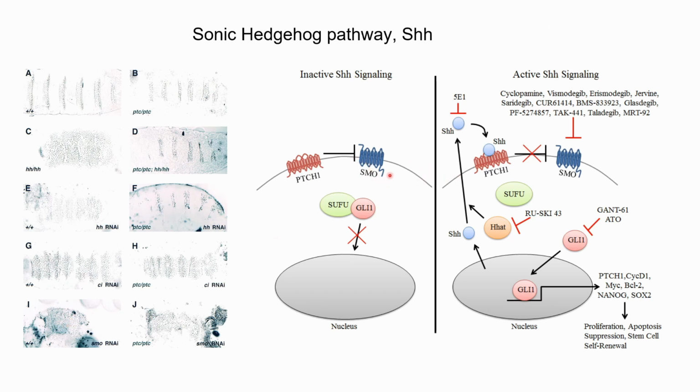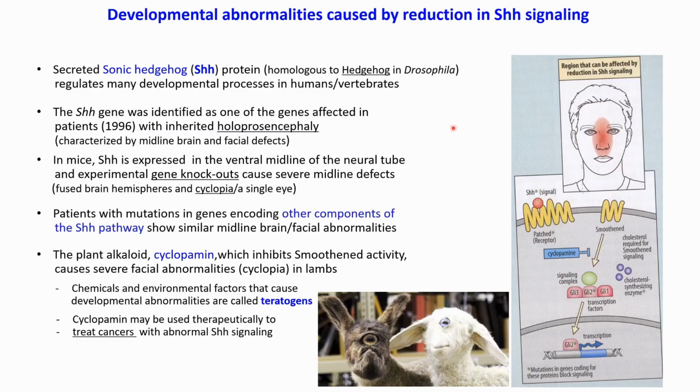Normally then smoothened would hold the transcription factor Gli out of the nucleus, but when sonic hedgehog binds to patched and smoothened is inhibited, then smoothened no longer blocks the translocation of the transcription factor into the nucleus, and we get activation of transcription in response to sonic hedgehog ligand. And sonic hedgehog protein regulates many developmental processes in humans and vertebrates, as well as in Drosophila.